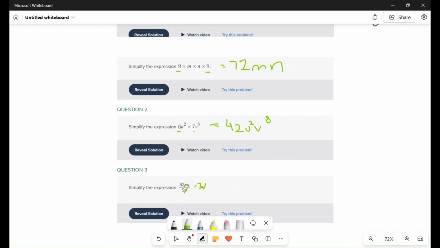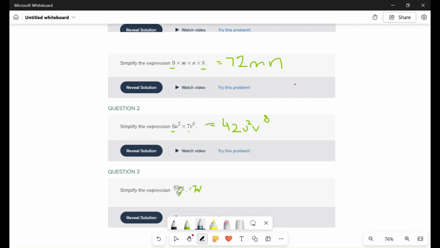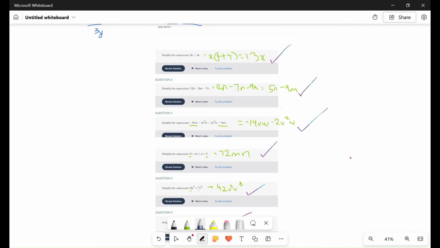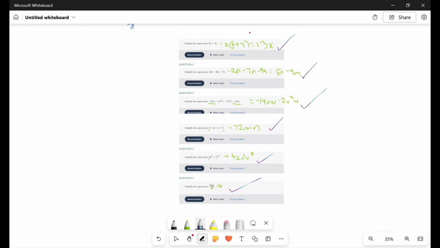Okay, let's check our answers. Just a minute. Okay, the first one is 72mn, which is right. Then is 42u square v8, then is 7 over q. Correct. Let us give a perfect score of, let's say, each one of them 2 marks. So 12 out of 12. Amazing work, guys.